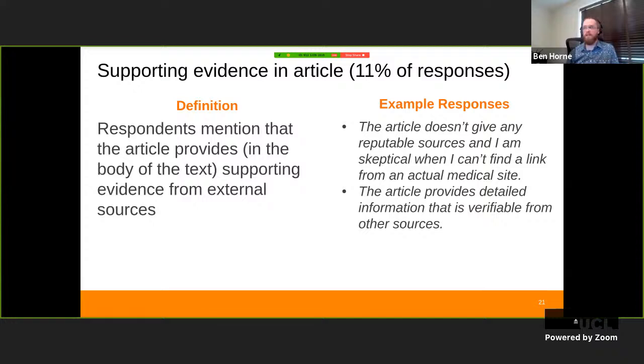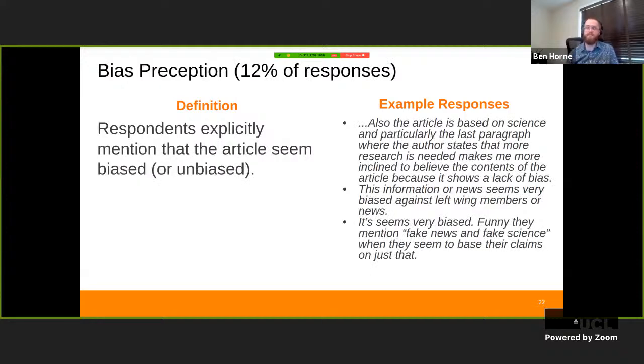The fourth one is supporting evidence in the article. This is pretty easy. They would explicitly state that the article gives some sort of source for the information or some sort of quote that is backed up by some other evidence. Bias perception: respondents explicitly said that they perceive the article as biased, and these get all sorts of very, very long responses. Things like this information or news seems very biased against left-wing members of the news. It seems very biased. Funny, they mentioned fake news, et cetera, et cetera.